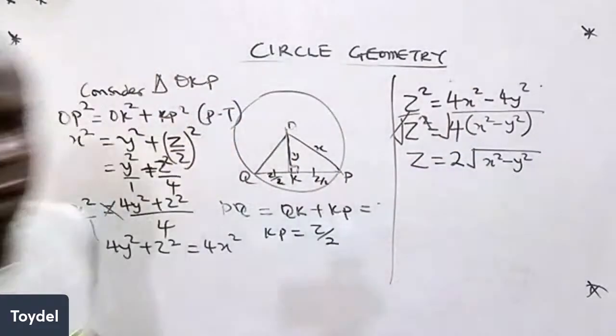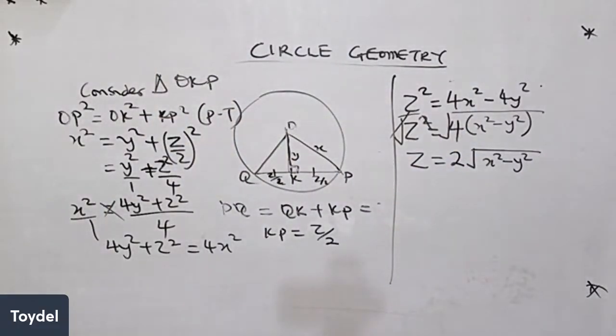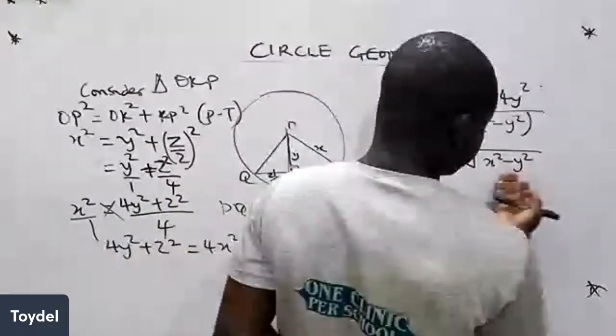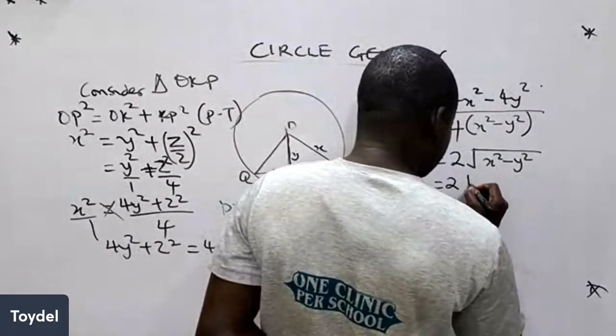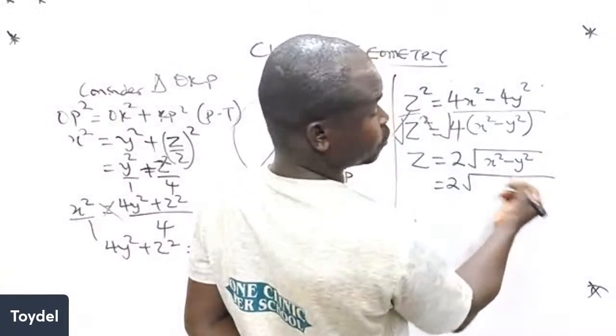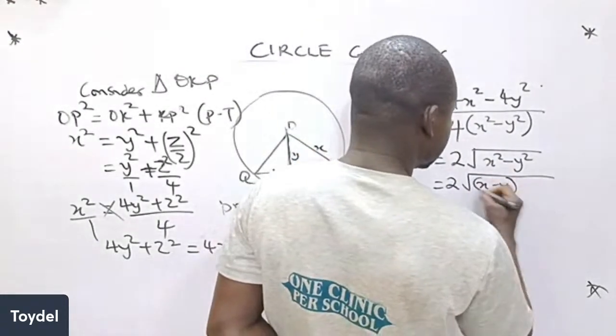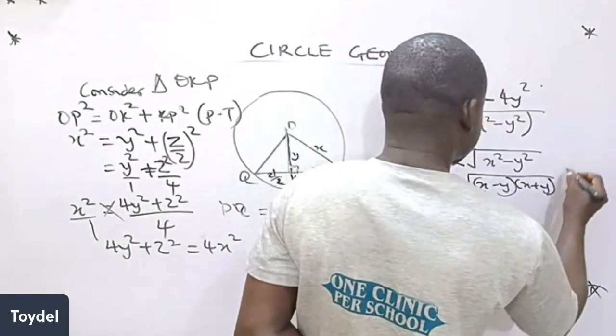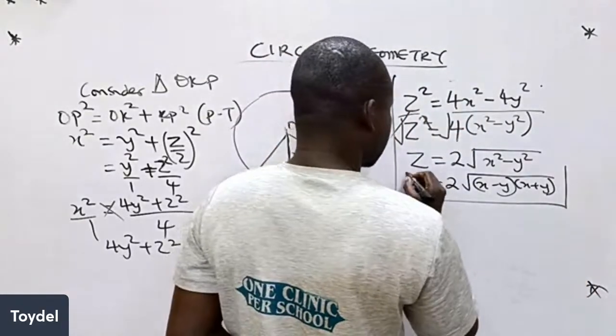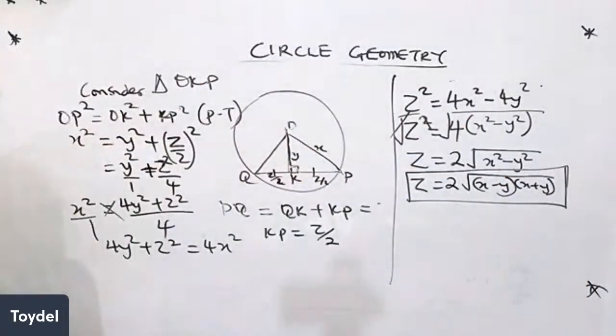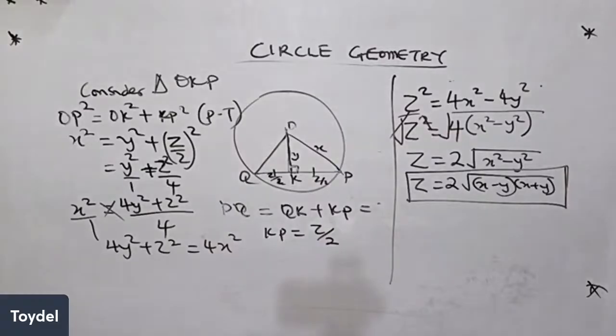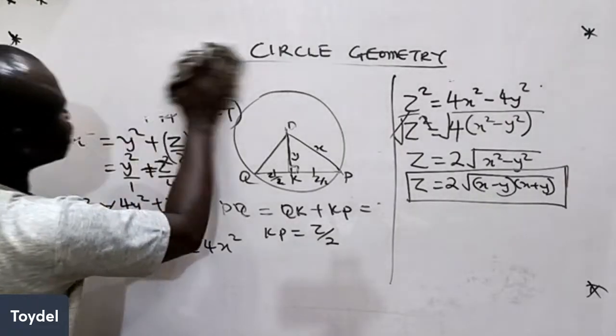So this is what we are asked to do. We are asked to find Z in terms of X and Y. And if you want to simplify further, what you have inside is a difference of two squares. It can be (X minus Y) into (X plus Y). So this is what we are asked to do, and that is what we have done on the board.